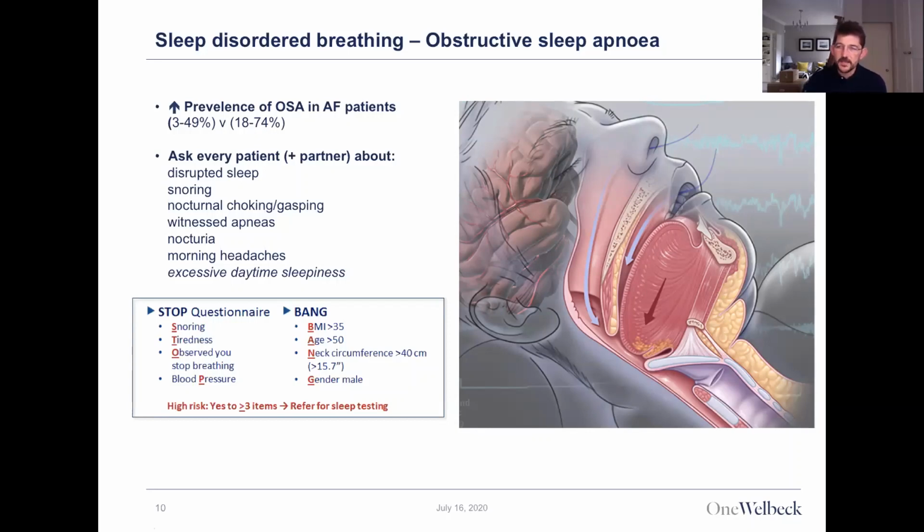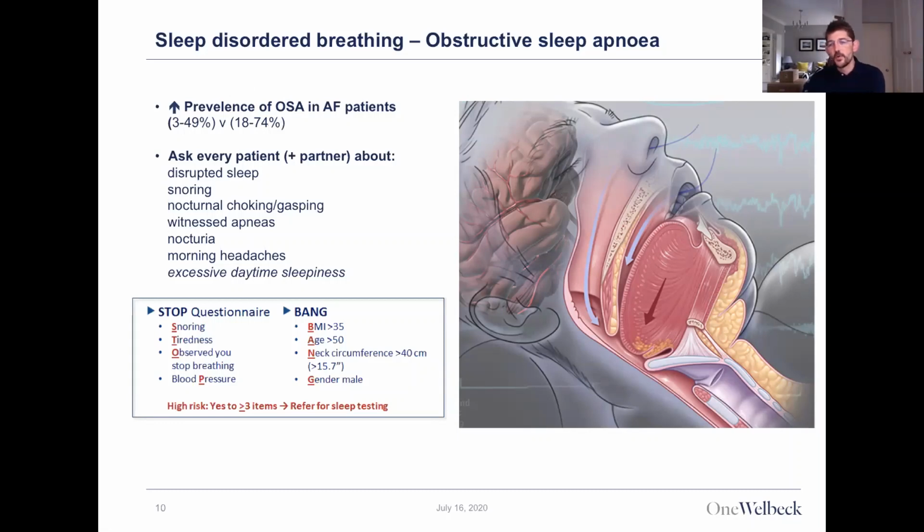And then those intermittent hypoxic episodes also have a direct effect on the electrics of the heart, both leading to atrial fibrillation in the long run. And we know there have been various studies in the normal population, those without AF, where the amount of sleep apnea is between 3 and 49%, but there is a much higher incidence of sleep apnea in AF populations.